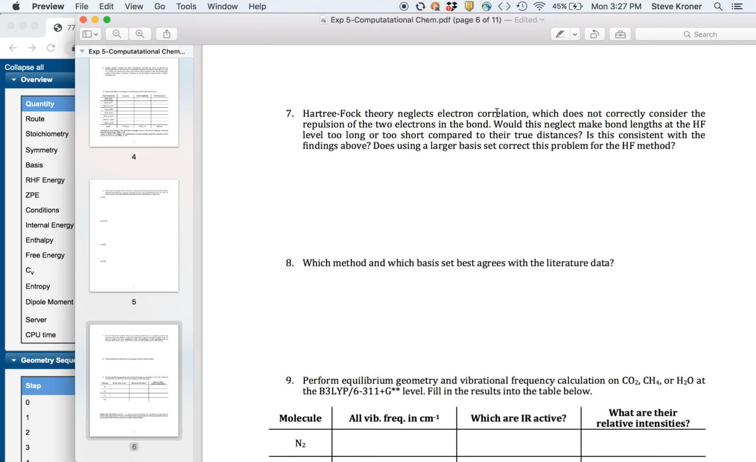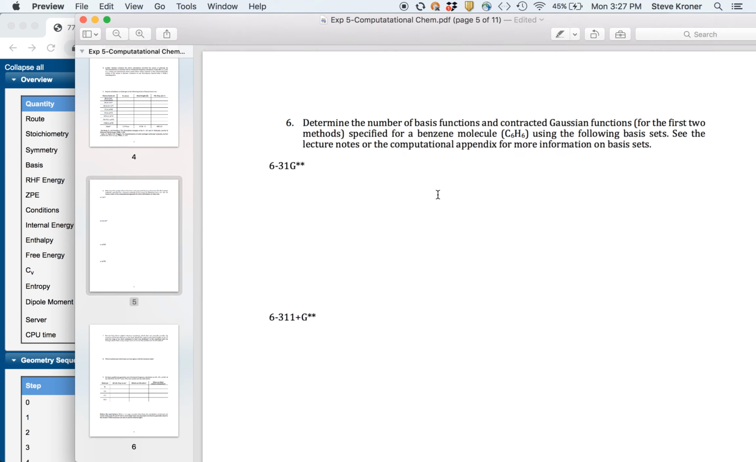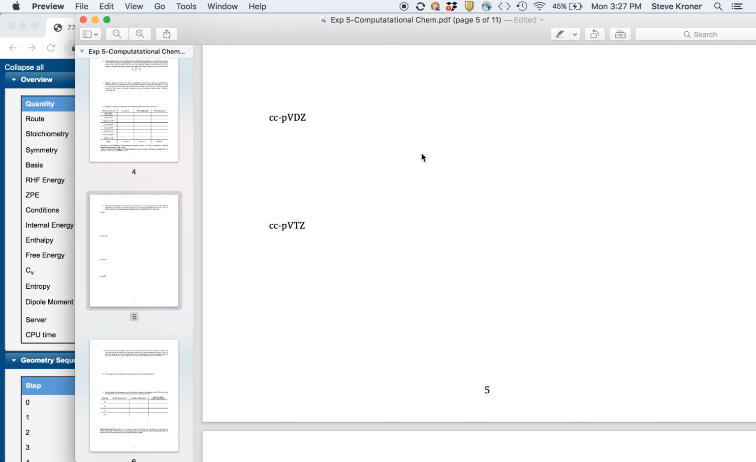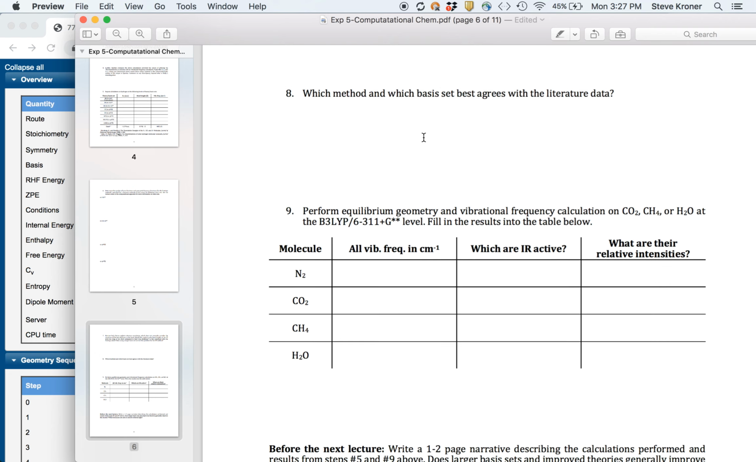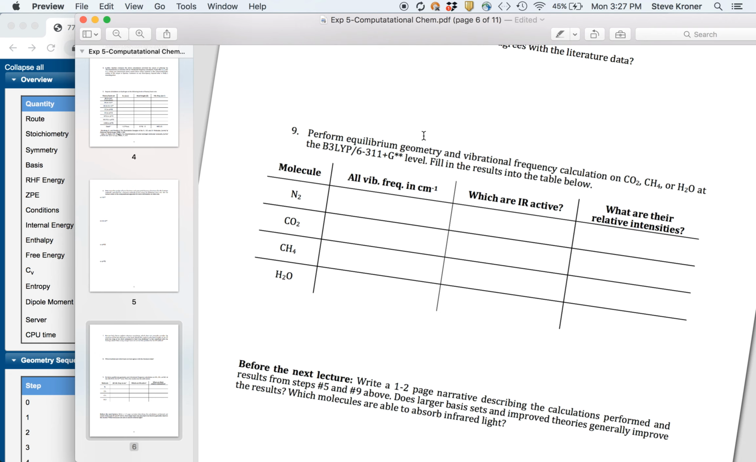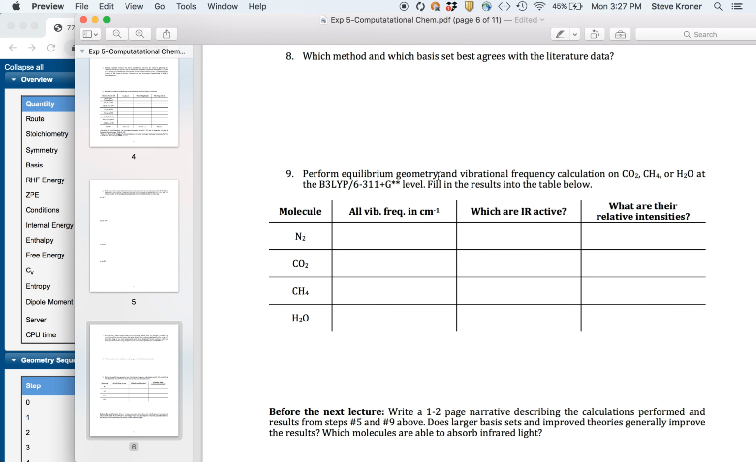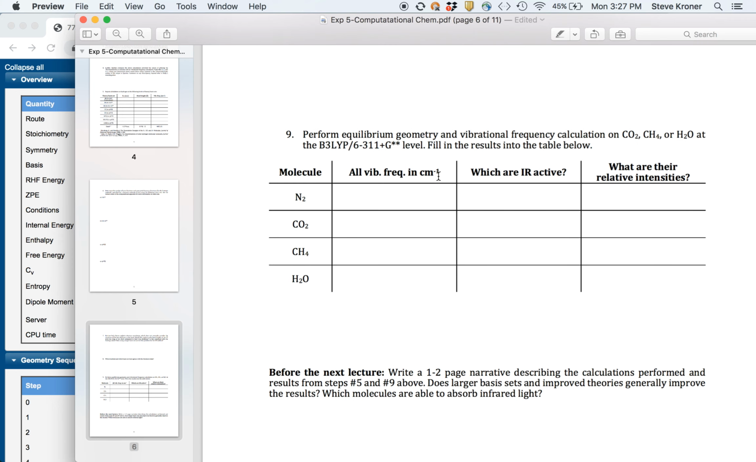Hartree-Fock neglects electron correlation. So it doesn't correctly consider the electron repulsion. So what do you think that's going to do to a bond length? Let's think about how, if you don't allow the two particles that should repel each other to formally repel each other, what that might do to the bond length. And you might be able to see some of those results as you compare your table in number 5 with the known results. Which method and basis sets are best? So take a look at your data, try to figure out, is it really one of the better methods with the bigger basis sets, or is it not that particular method?